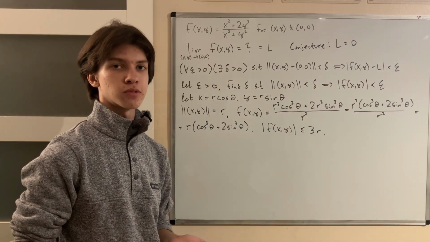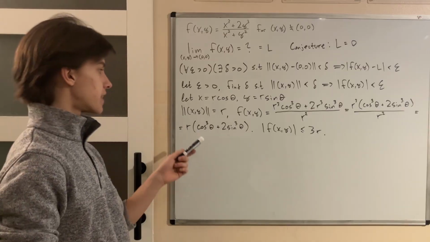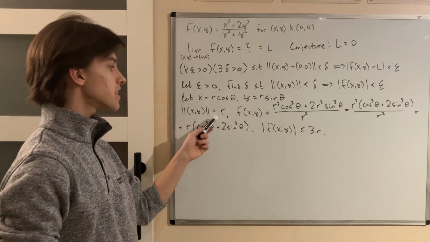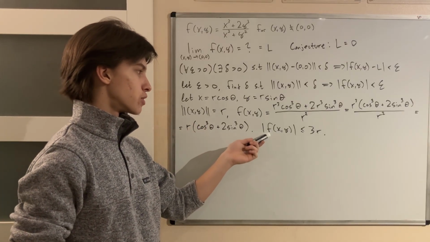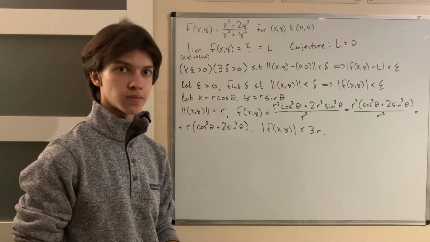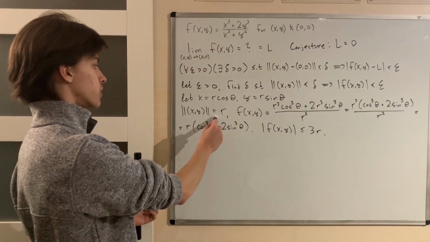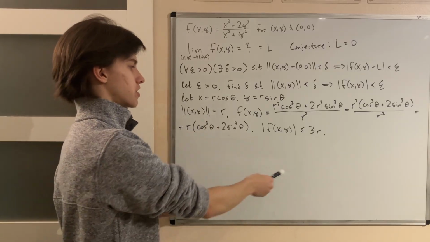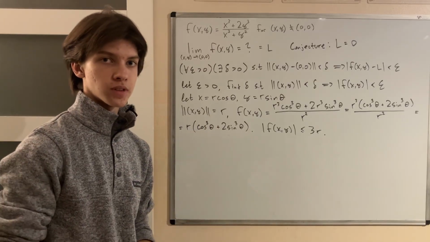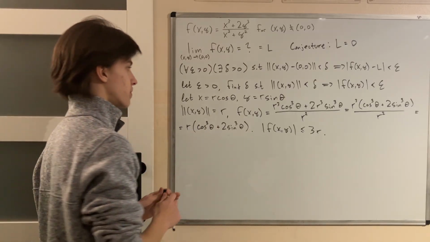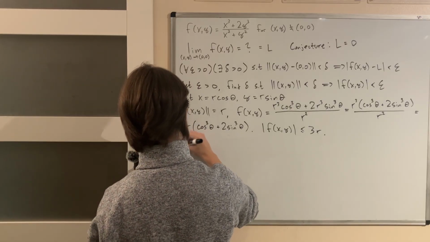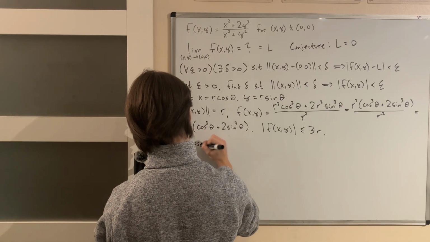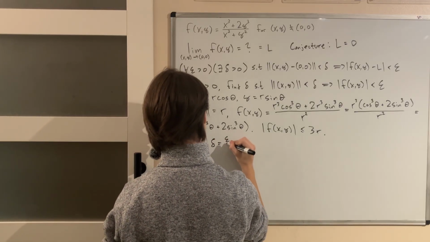Now we are basically done with the epsilon-delta proof. Note that if this magnitude was less than r, then the absolute value of this function would have to be less than 3r, right? Because right now, if it's equal to r, this is no more than 3r. If this was less than r, this would also have to be less than 3r. All makes sense. So now we can choose a delta to be equal to epsilon over 3.